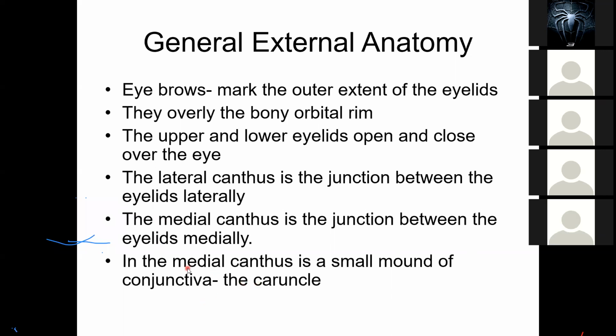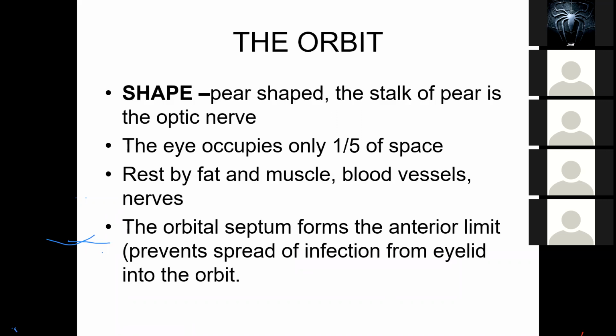All right. So as I was saying, the medial canthus has a small projection called the caruncle. We'll look at a picture of that briefly. Okay. So then the orbit.